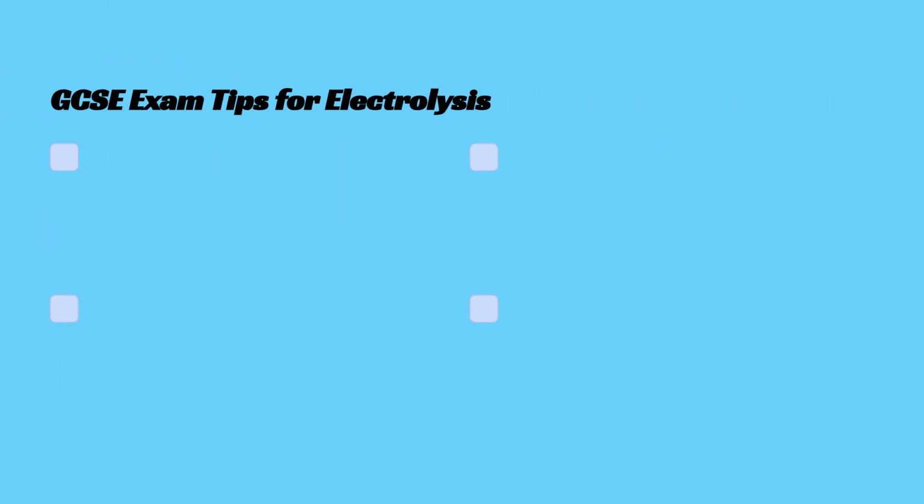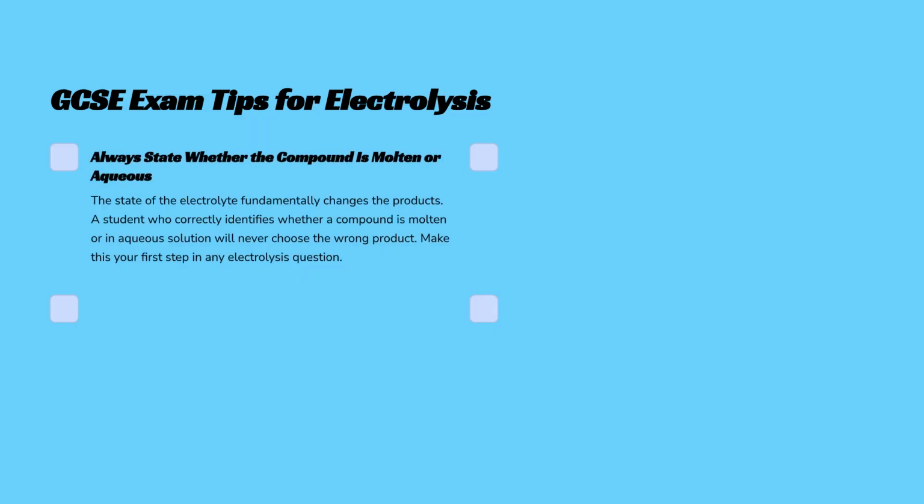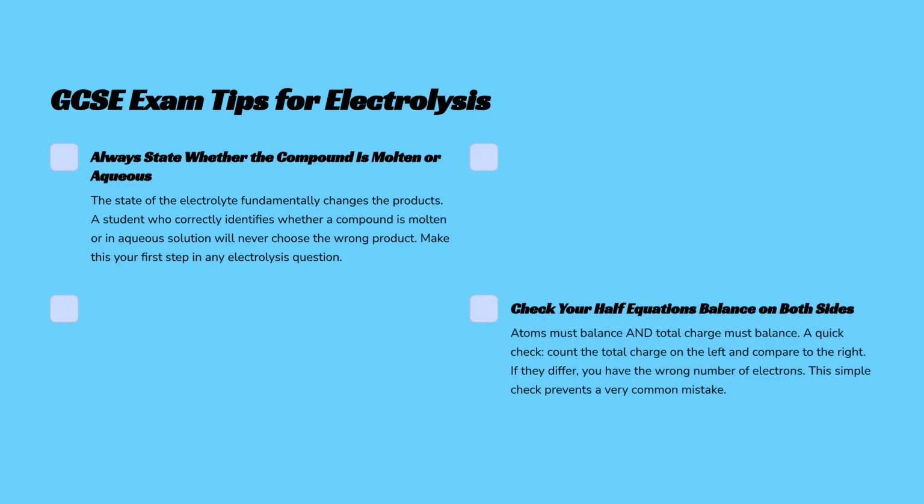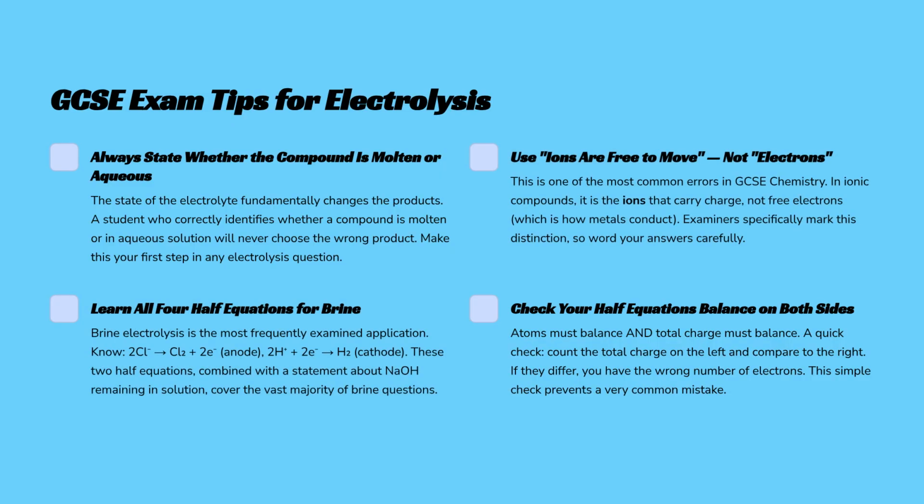When predicting products, first determine if the electrolyte is molten or aqueous. For half equations, balance atoms first, then use electrons to balance the charge. Remember, for ionic compounds, it is ions, not electrons, that carry charge in the molten or aqueous state.